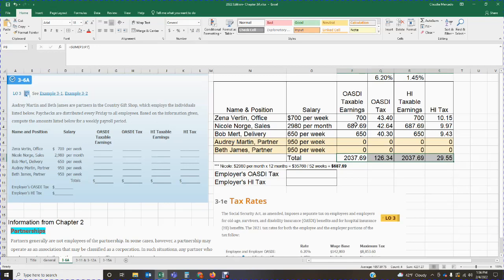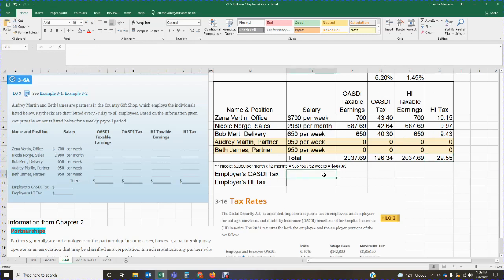So for my OASDI taxable earnings, I've got $2,037.69. For the OASDI tax, $126.34. For the HI taxable earnings, $2,037.69. And for the HI tax, $29.55. These are the amounts that are going to be deducted from the employee's paycheck for OASDI tax and HI tax.